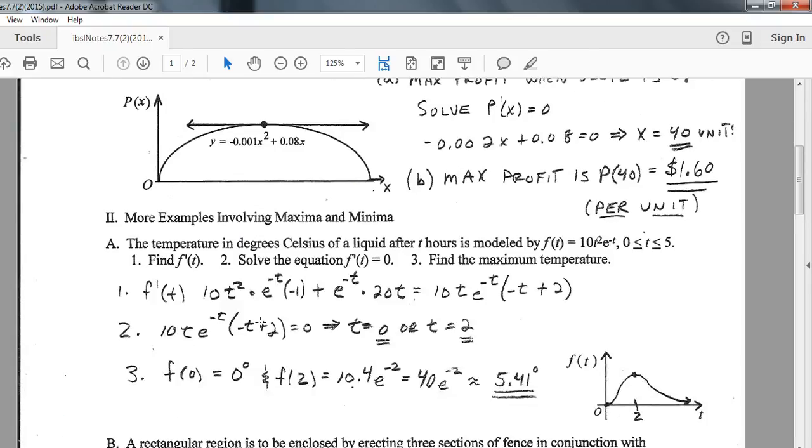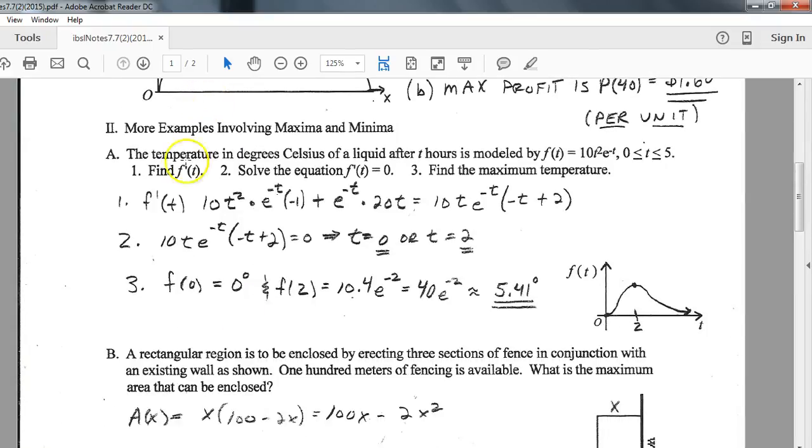All right, going down with a couple more examples. Here we go with part 2, section A. The temperature in degrees Celsius after t hours. They're giving us a function right here where this is going to represent degrees in Celsius, and t right here represents a number of hours. And here's our domain as hours from 0 to 5.